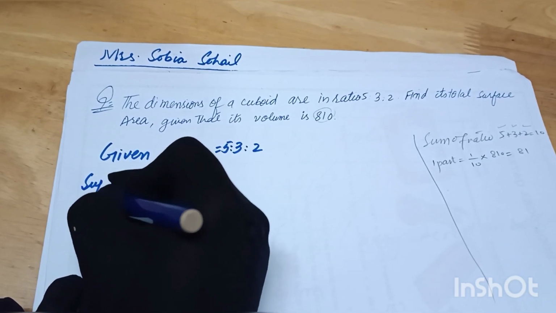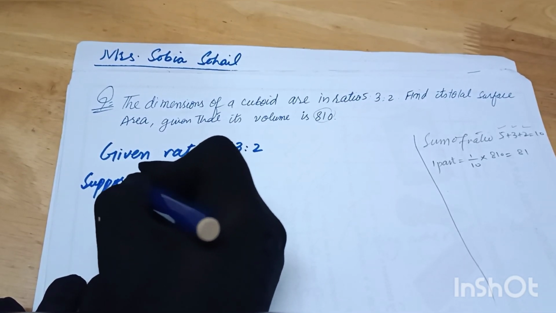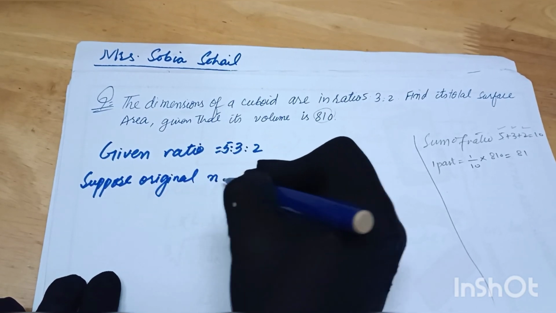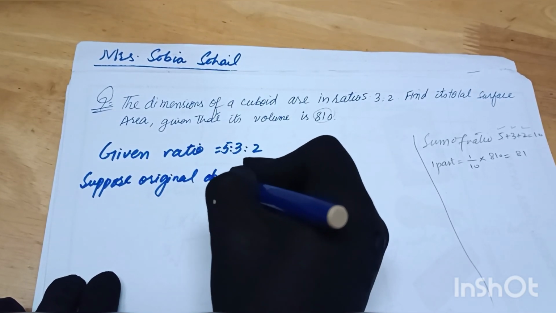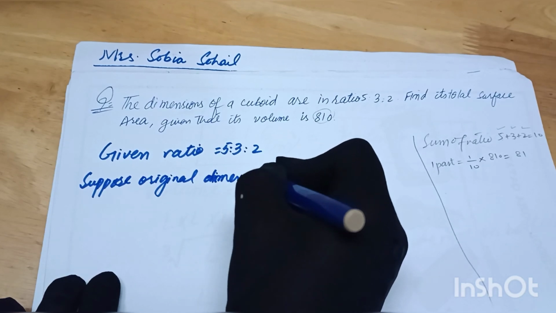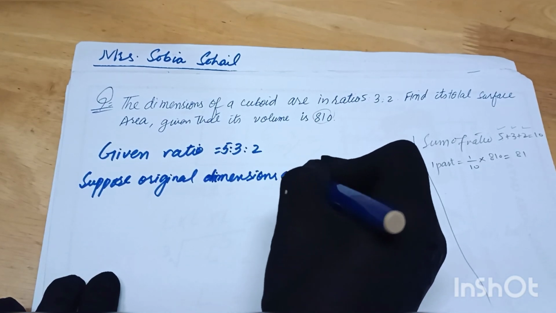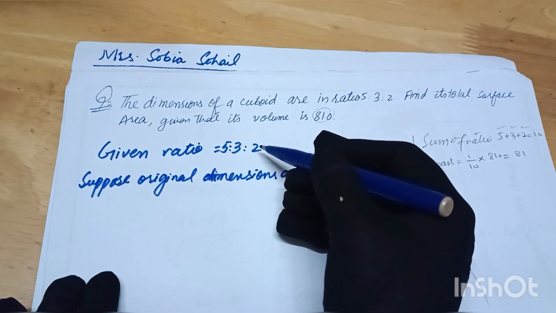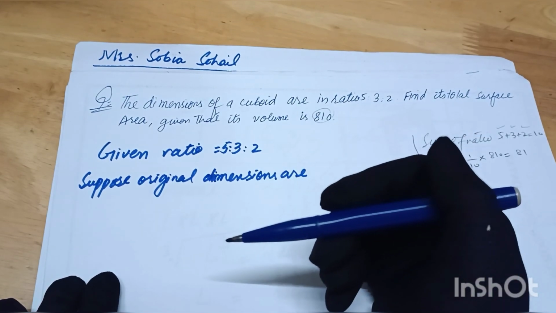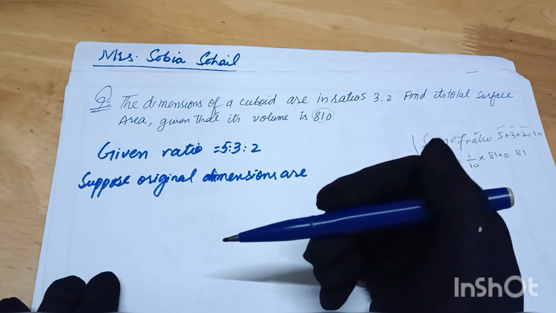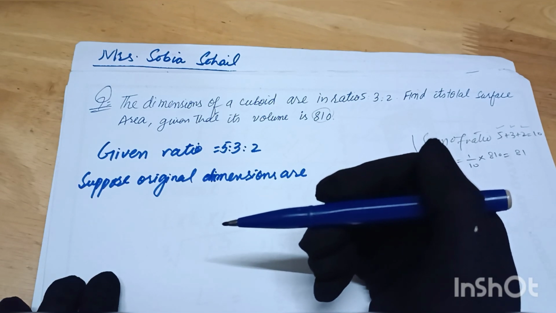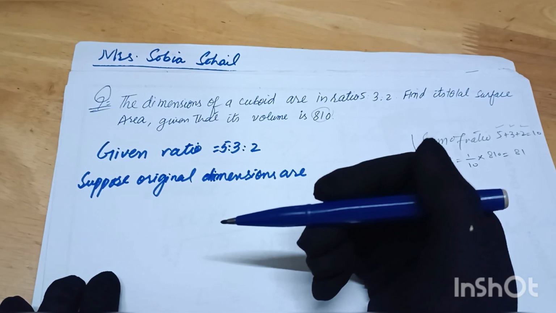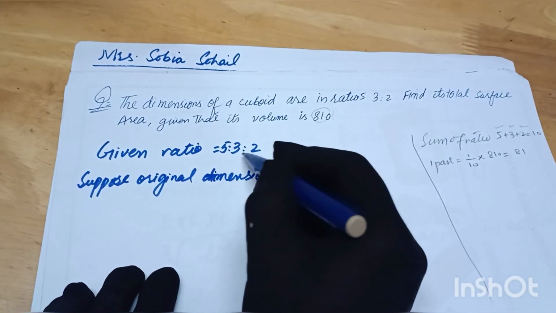Suppose the original dimensions are R, because every time the ratio is the simplified number. Original number we don't know, what was the multiple factor, what were the original values and how many times we divided those original values by some number, so we are getting this simplified form.